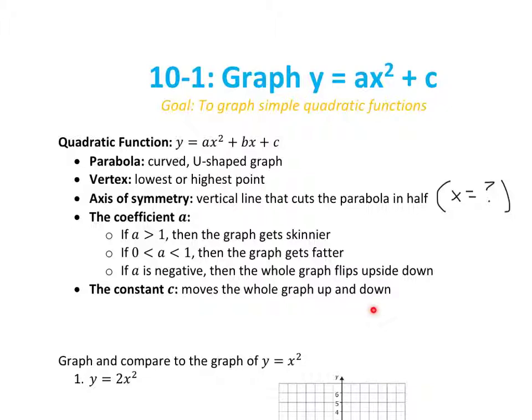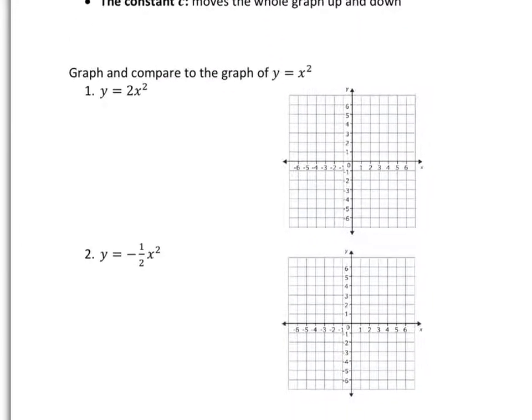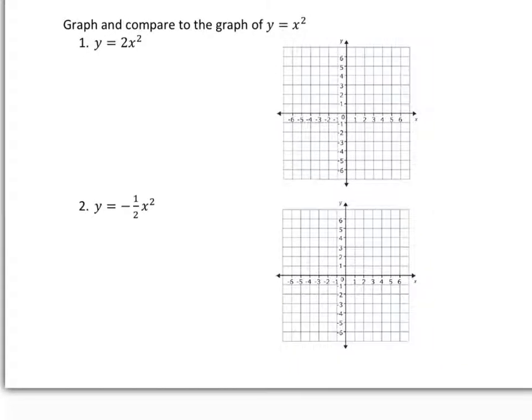I think the best way to learn this stuff is from examples. We're going to graph each of these and compare them to the graph y equals x squared. I'm going to do y equals x squared in black. The way you need to do this is to make a table, an xy table. We'll use -2, -1, 0, 1, 2. I think we can get by without the -3.